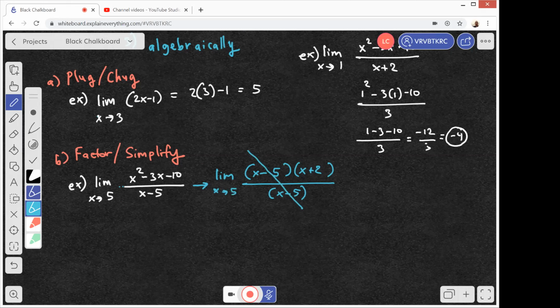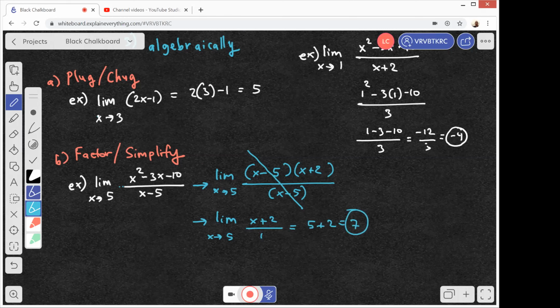So the limit then of x plus 2 as x approaches 5, oh, well, there's a 1 there, but it's okay. Just now you could try plug and chug. Go back to plug and chug. 5 plus 2 is 7. So 5 plus 2 is 7, and that is your answer.